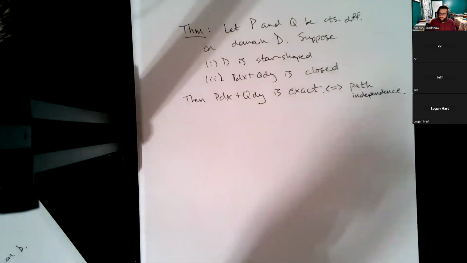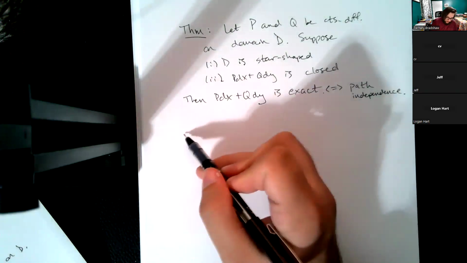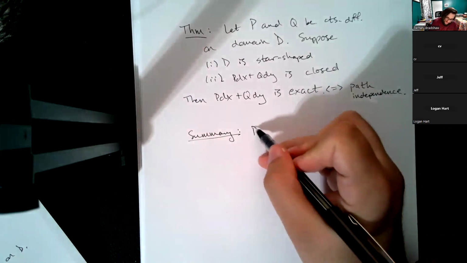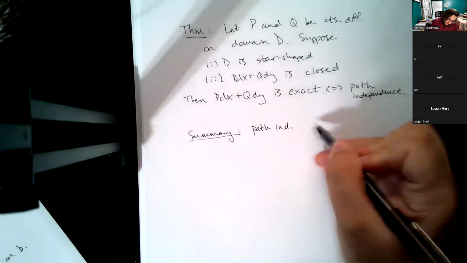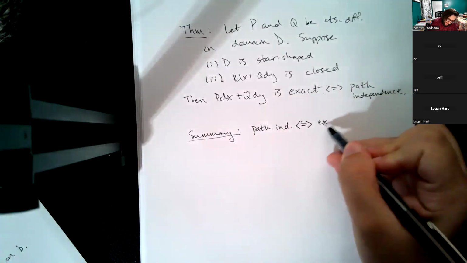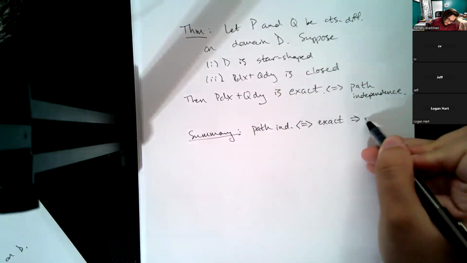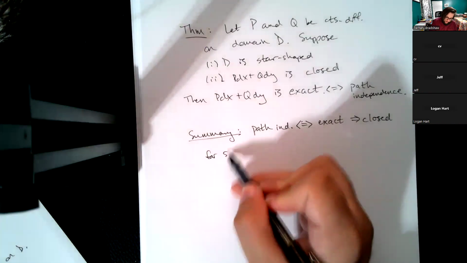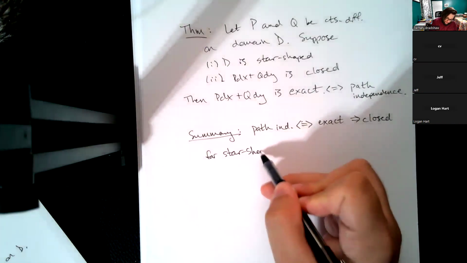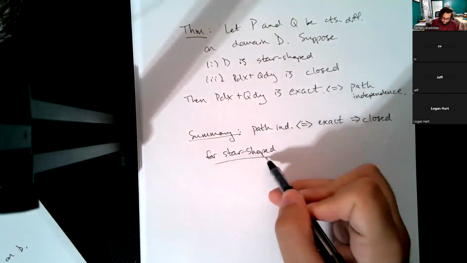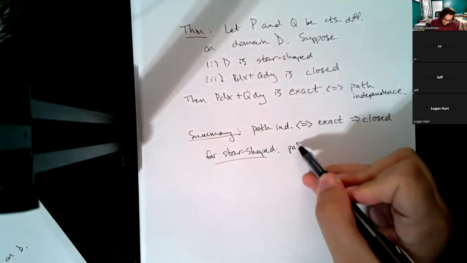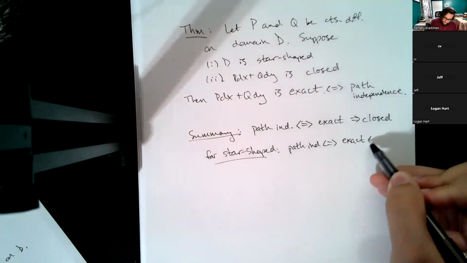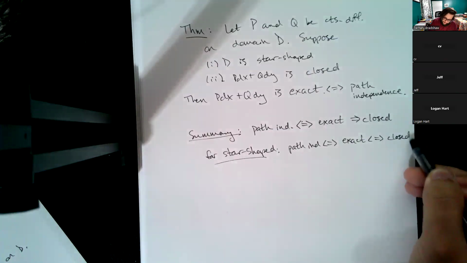This is basically what I was just talking about with the star-shaped domains. So in summary, what we have in general is that path independence is equivalent to exactness, which implies closedness. And then for star-shaped domains, path independence is equivalent to exactness, which is equivalent to being closed.